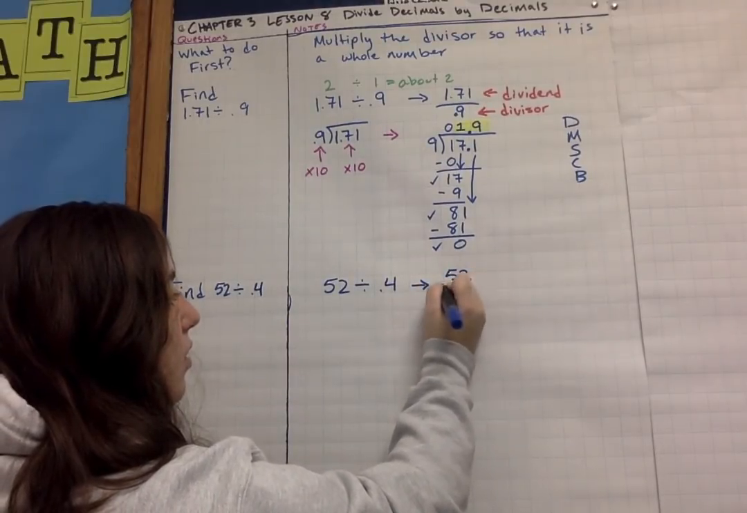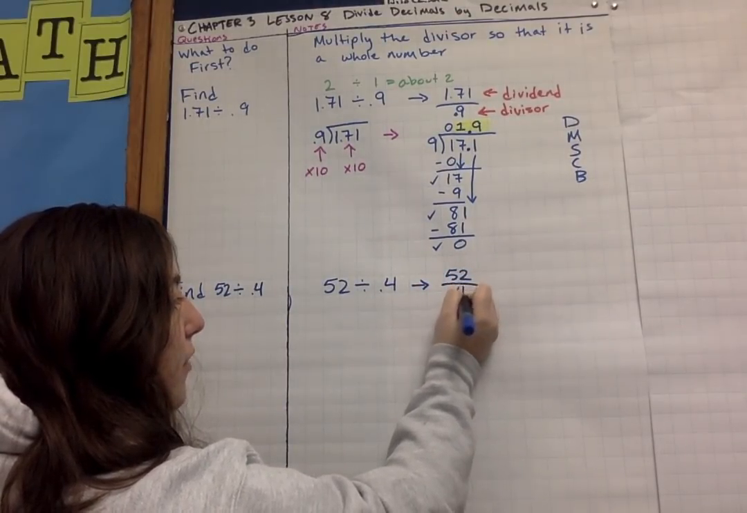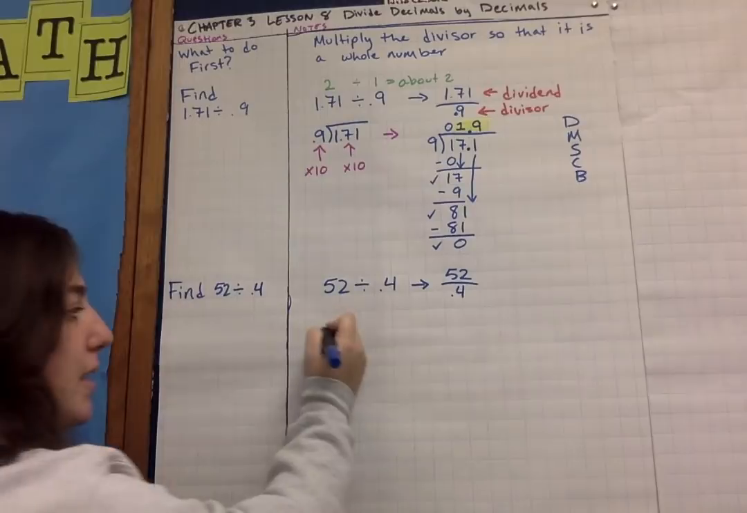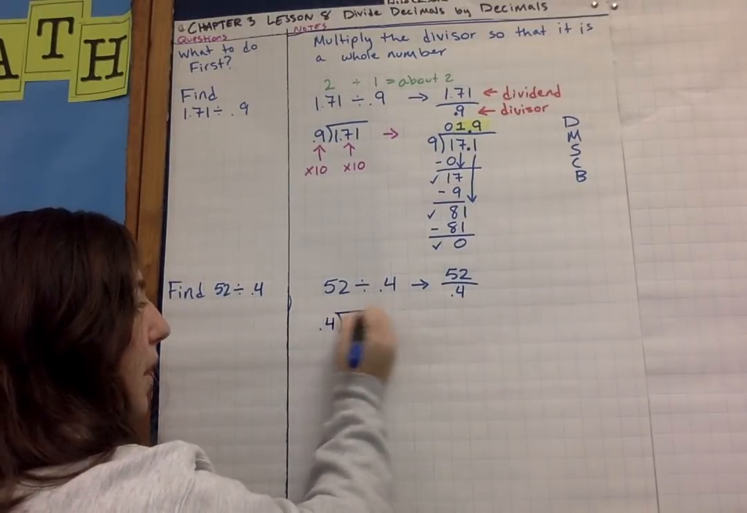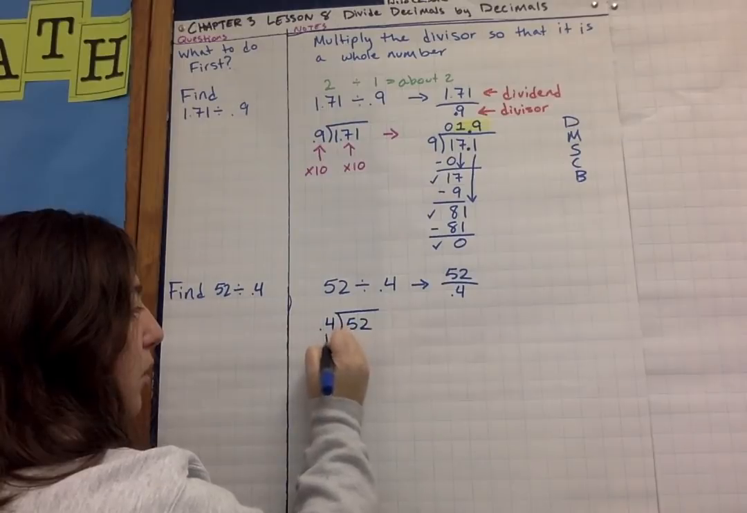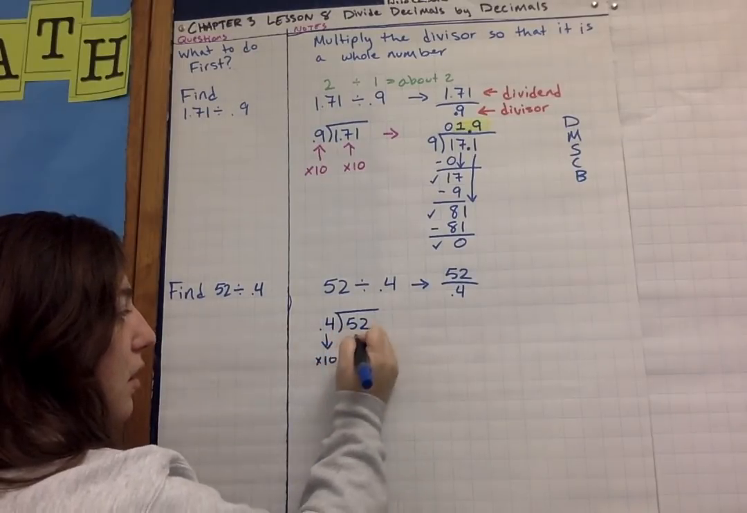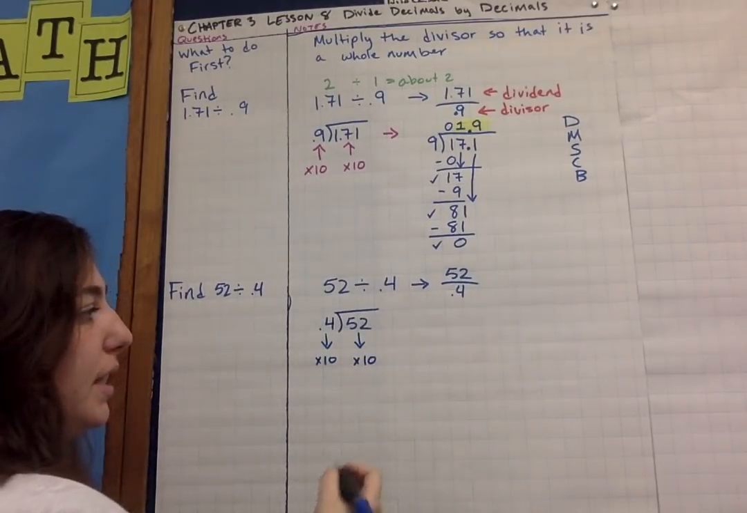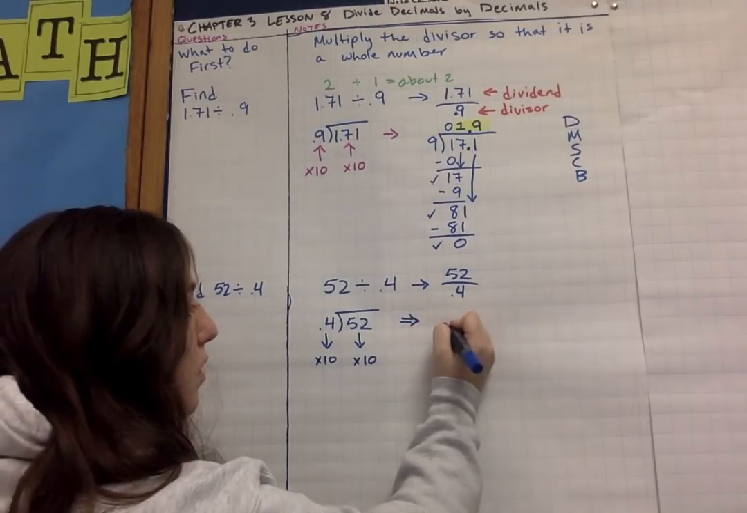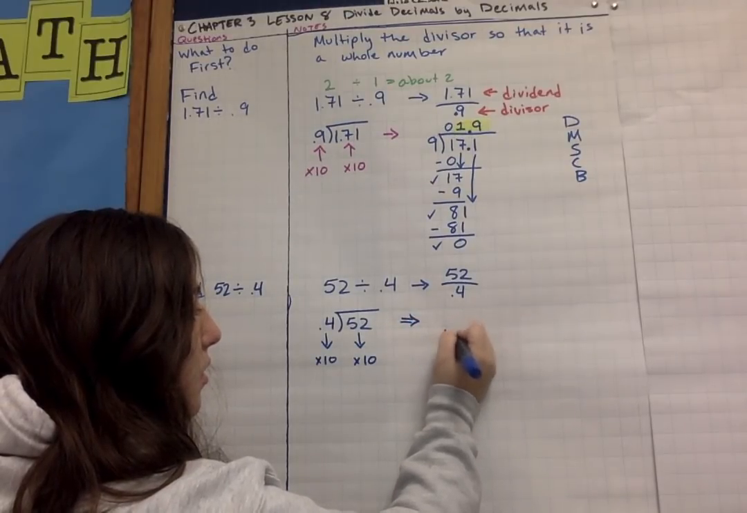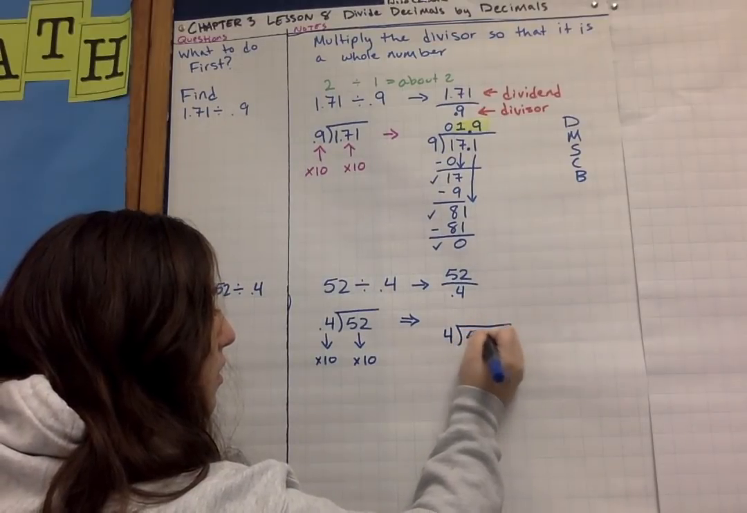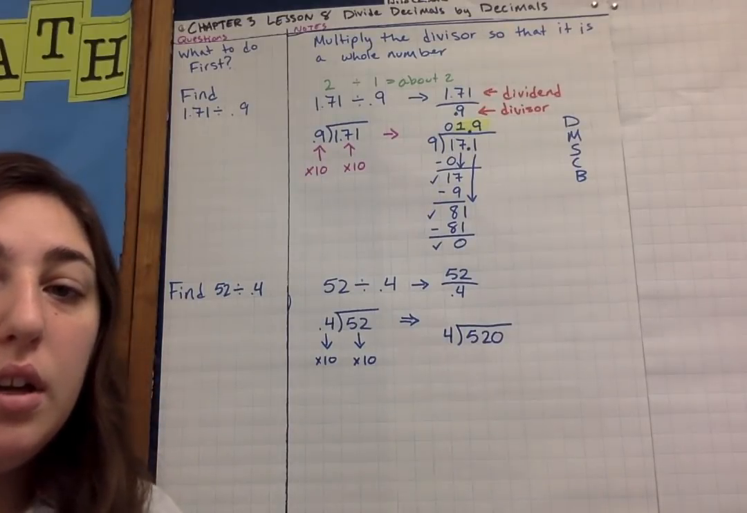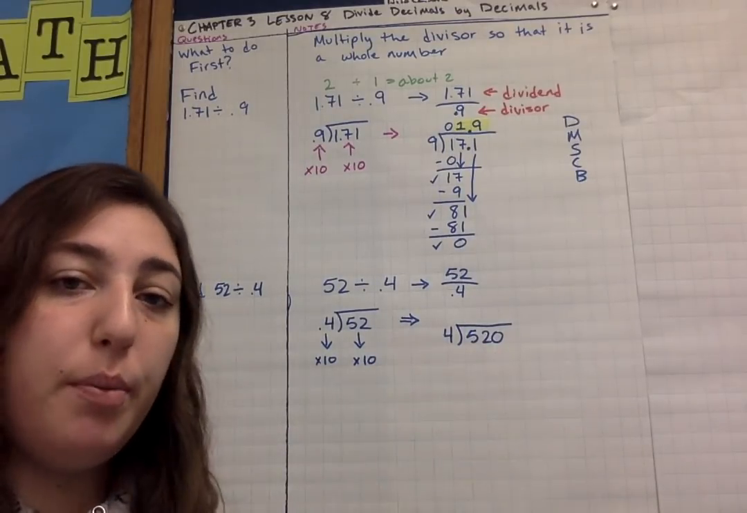So this can also look like 52 over 0.4. And we need to make sure to multiply. Okay, so when I set it up into my long division format, I'm going to multiply 0.4 by 10. And I'm going to multiply 52 by 10. So once I do that, I'm going to have 4 and 520, okay? So you might be thinking, well, there's no decimal here, so where do we put our decimal?